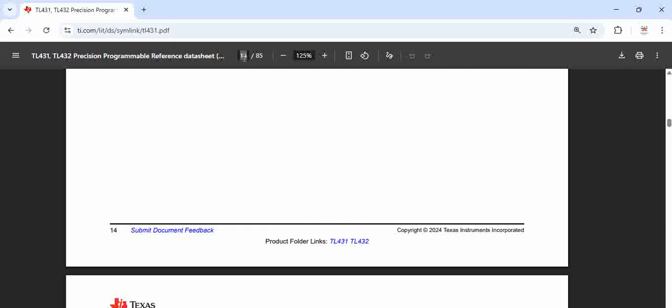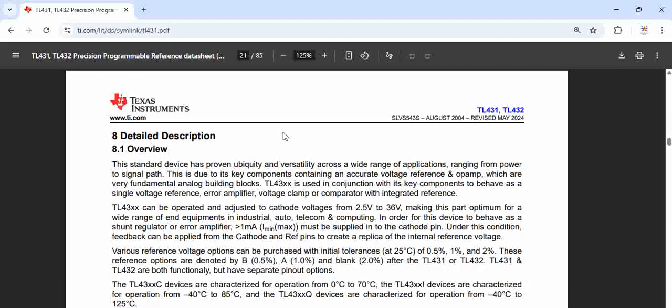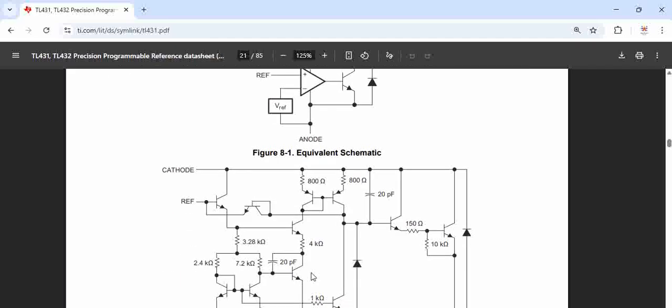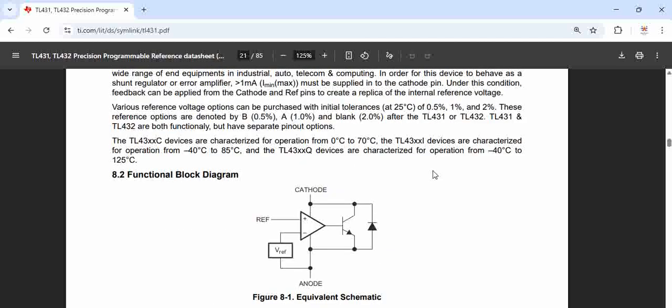we can also go to the diagram, the functional block diagram. Okay, so this could be a little complex because it involves the internal op-amp circuit. But if we see the equivalent circuit, this is how the equivalent circuit looks like.